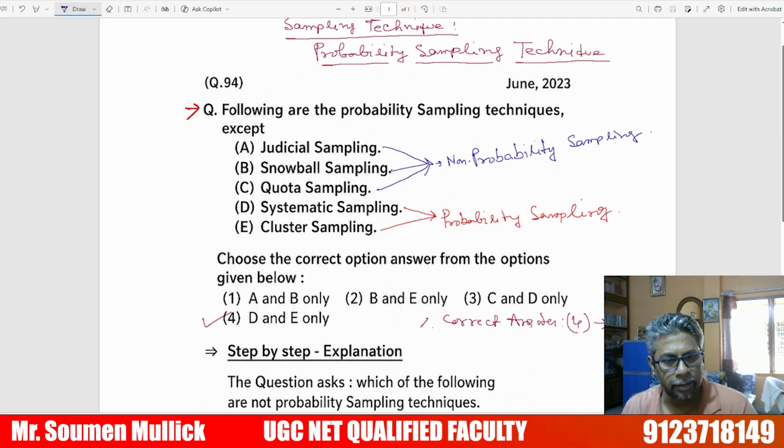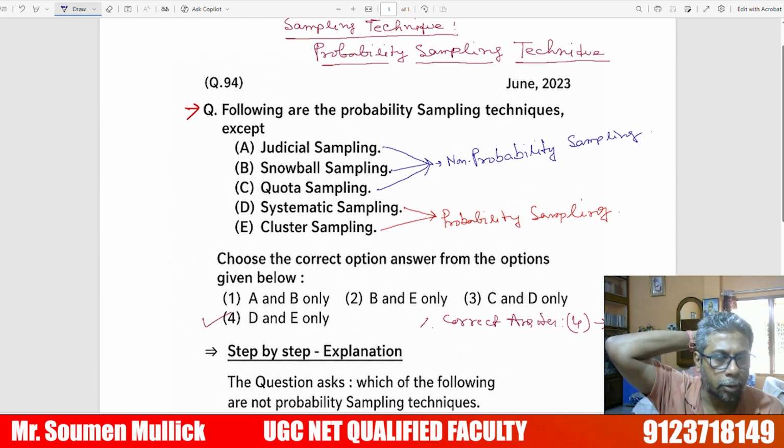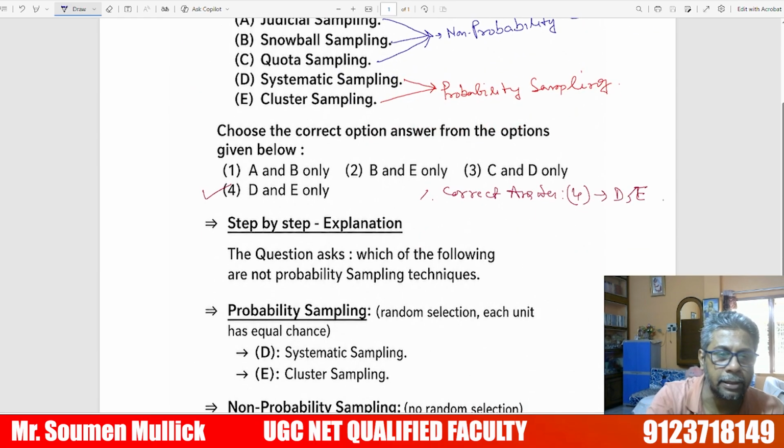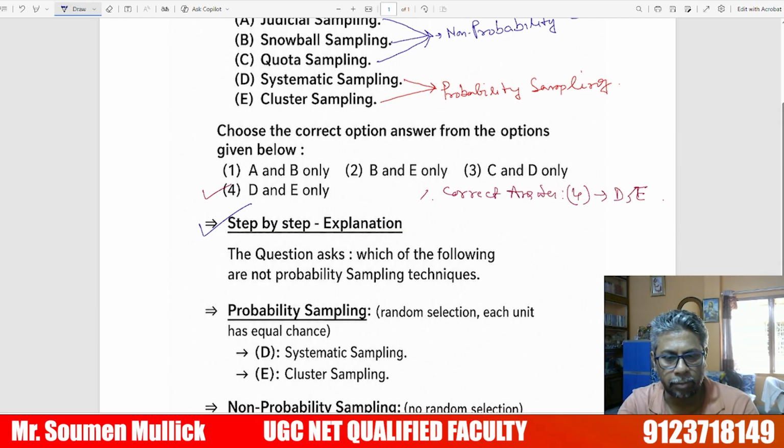D and E is the correct answer. D and E are the probability sampling techniques. Step by step explanation: the question asks which of the following are not probability sampling techniques.